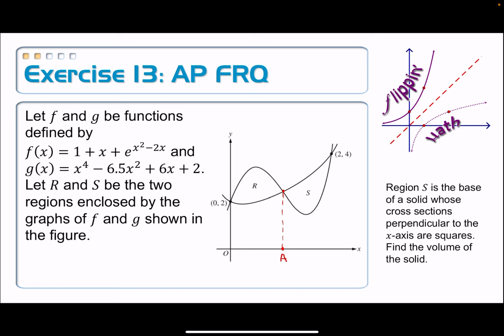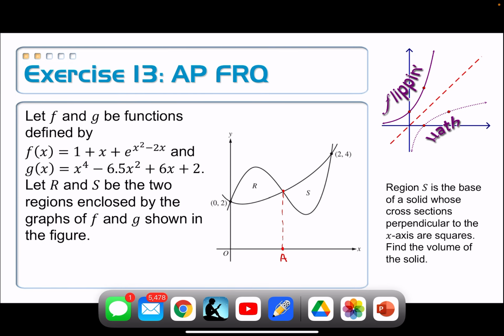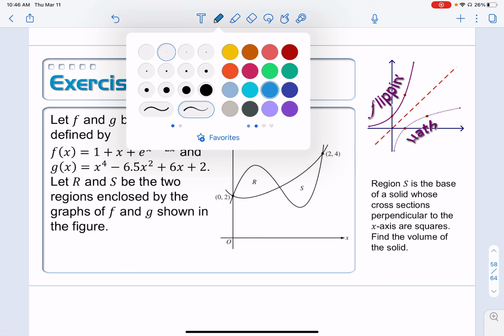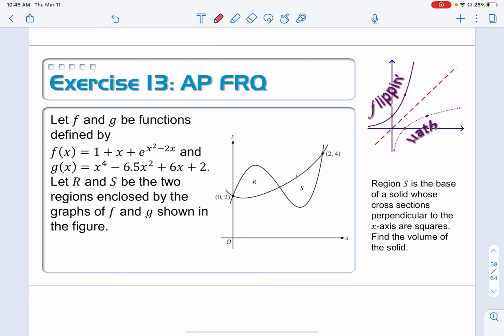So let's see what this part of it is. This would be like part B, let's say, of that question. Region S is the base of a solid whose cross sections perpendicular to the x-axis are squares, and we want to find the volume of the solid. So let's sketch some stuff to go along this picture, namely a representative rectangle. I'm going to do that like so here.